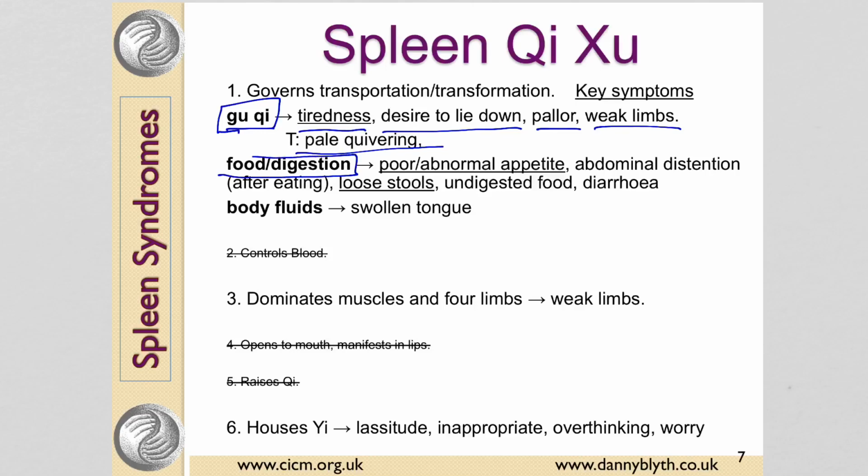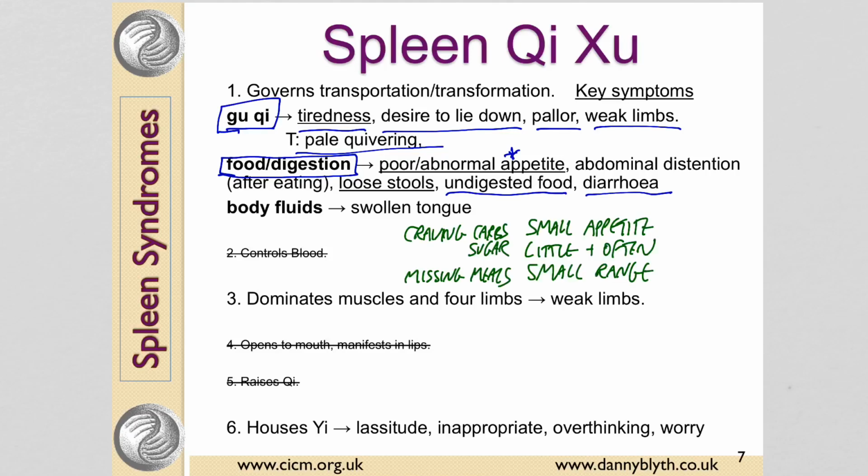If the food and digestion isn't transformed and transported, we're going to get poor or an abnormal appetite, abdominal distension after eating, loose stools which could have undigested food in, or there could be diarrhea. What do we mean by poor or abnormal appetite? This could be craving carbs and sugar, wanting energy from food without digesting too much, missing meals, small appetite, just not eating much, wanting little and often, or having a small range, so only fancying a few things.